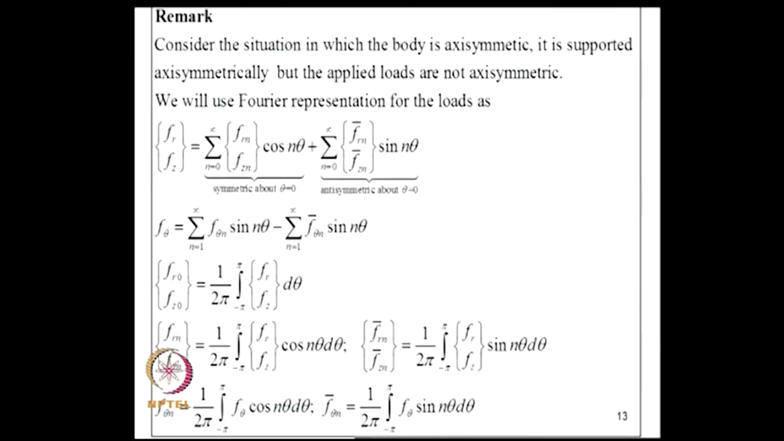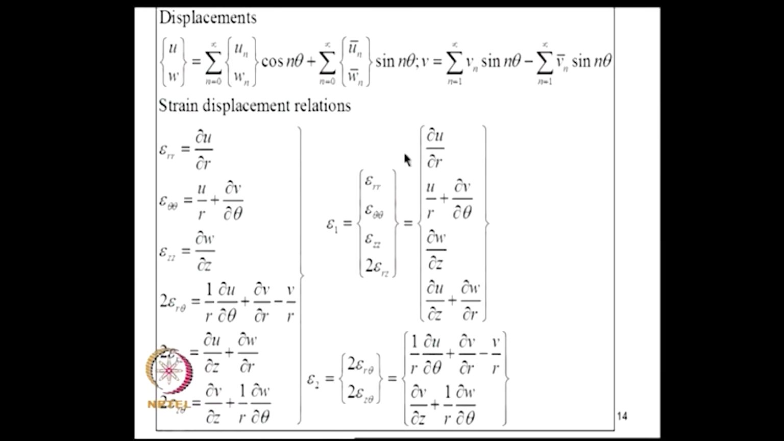Now, since surface tractions are expanded in Fourier series, we will also expand the displacements in the Fourier series. So, this is written as u_n sin n theta plus u_n bar sin n theta. This is v, and w is expanded in this form. Now, the strain displacement relations, these are the strain displacement relations. Now, we are considering the 3-dimensional strain displacement relations.